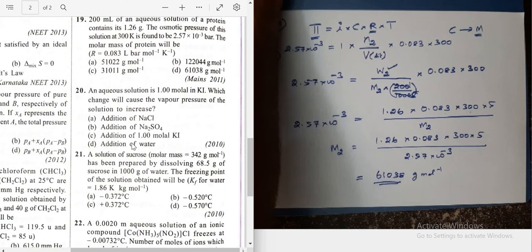Question number 20. An aqueous solution is 1 molal in potassium iodide. Just go through the question. Which change will cause vapor pressure of the solution to increase?